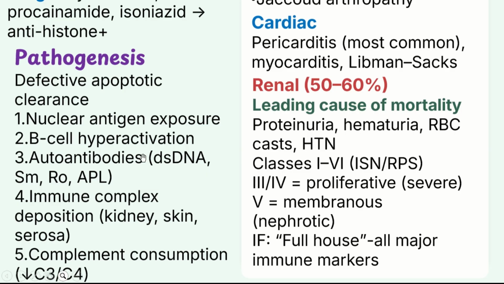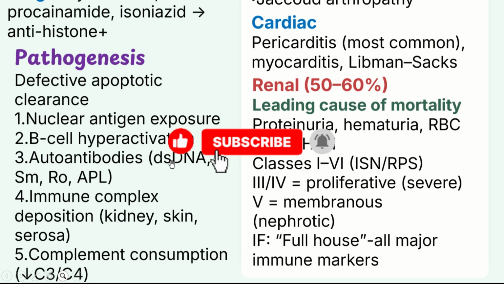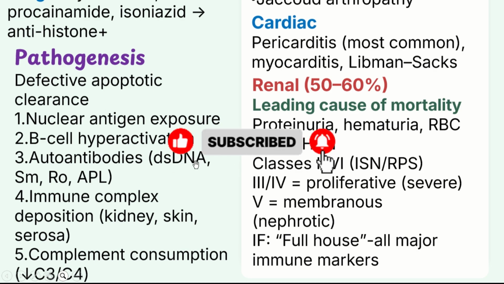So we have the DNA, dsDNA. These are going to be antibodies against this double-stranded DNA, anti-Smith antibodies, Ro antibodies, as well as the antiphospholipid antibodies, which are seen in the antiphospholipid syndrome, which is thought of as a subset falling under the lupus complex. And I'll talk a little bit about antiphospholipid syndrome and list the important things you need to know.